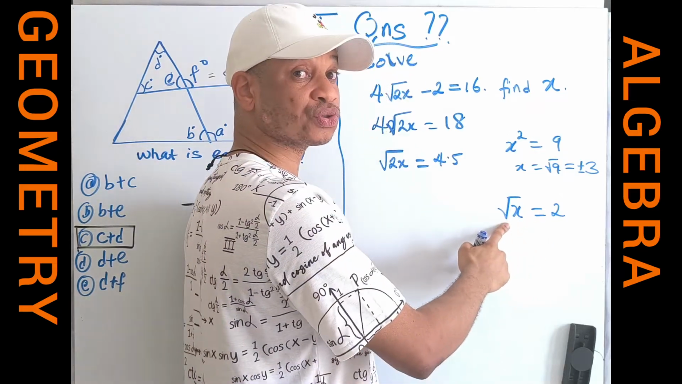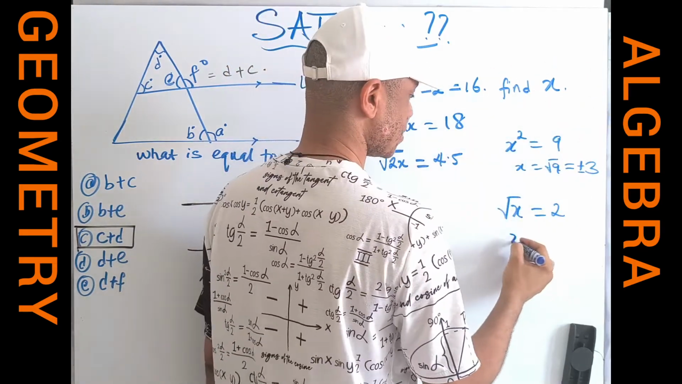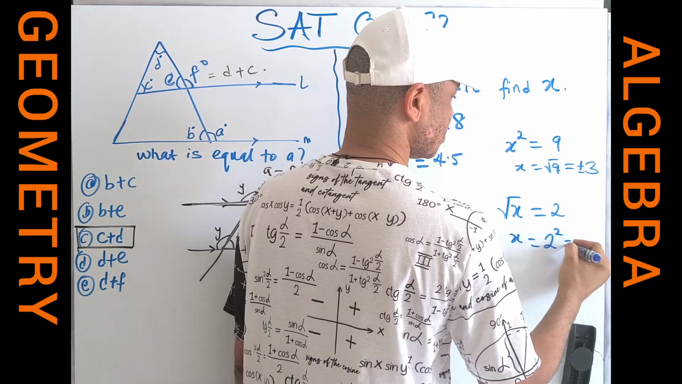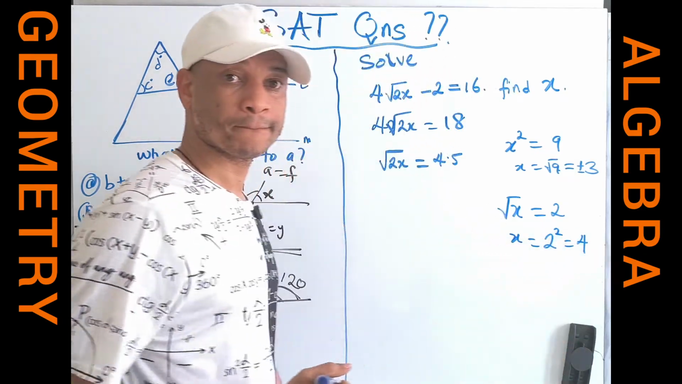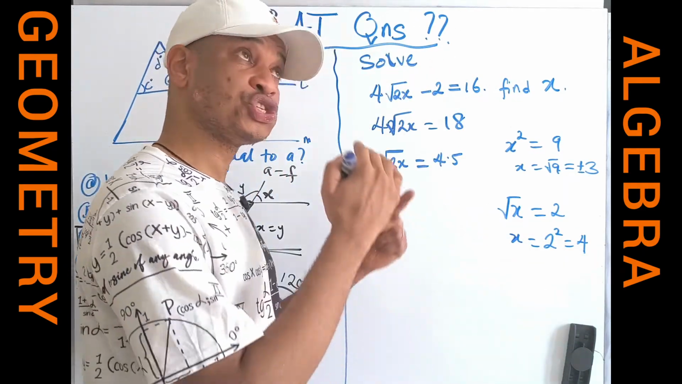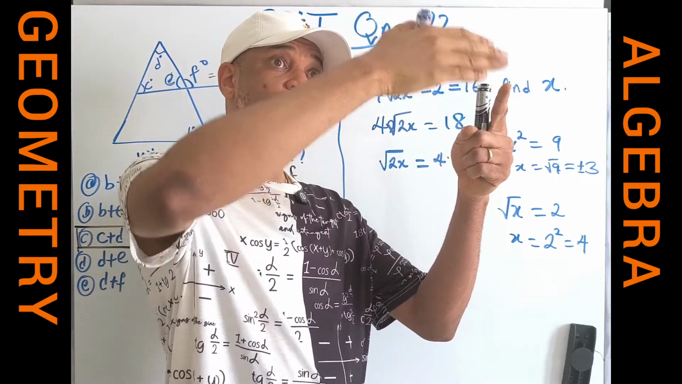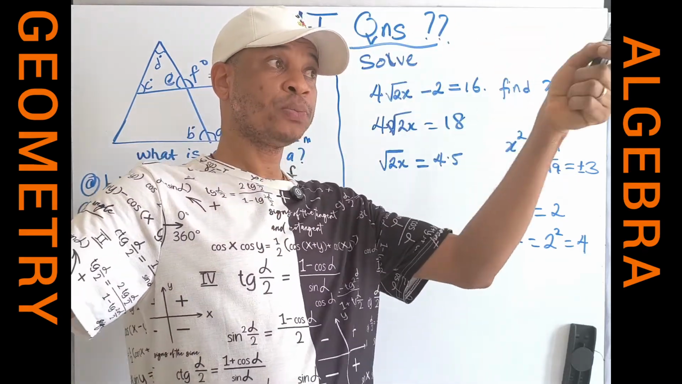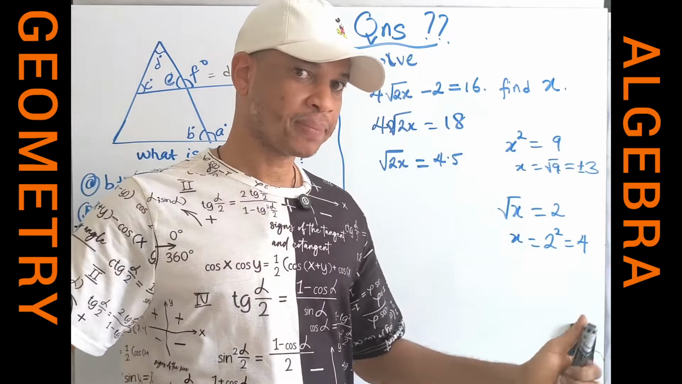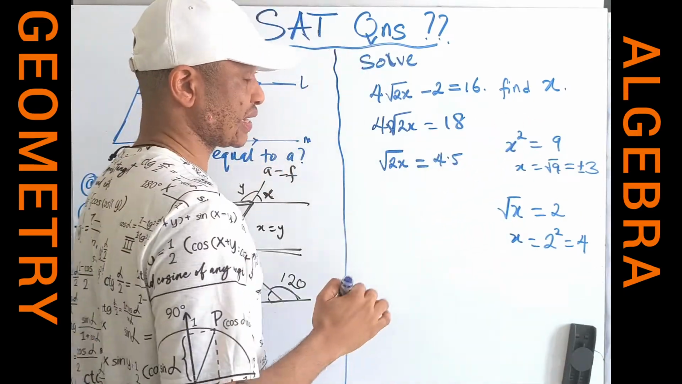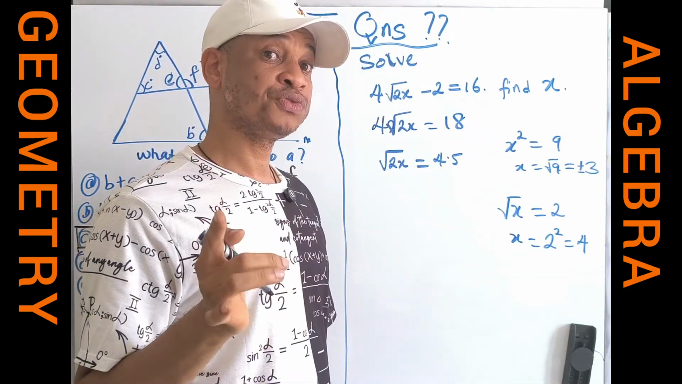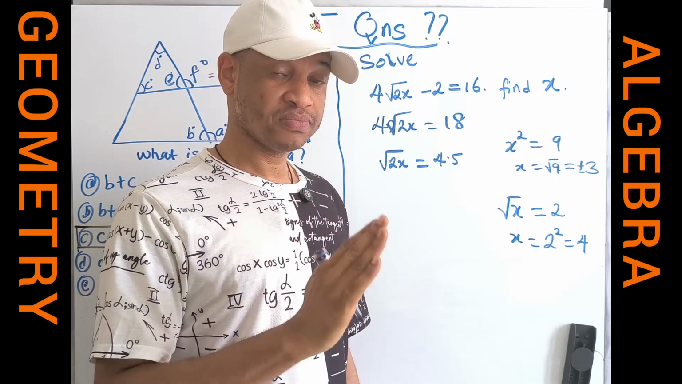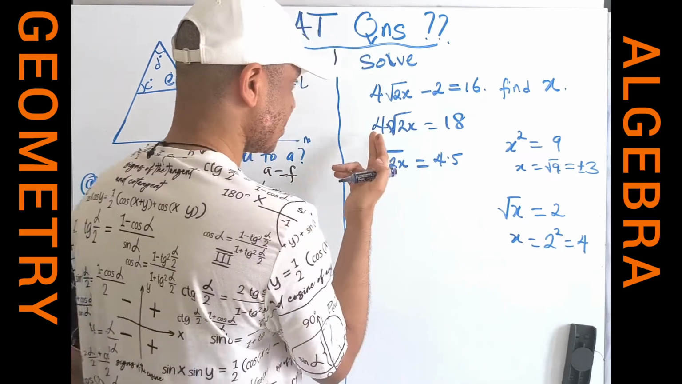Remove the square root, put a square. So x is 2 squared, which is 4. So don't forget that. So if it is cube, remove the cube, put a cube root. Remove the cube root, put a cube. It applies for all algebra like that. And make sure before you remove the cube, nothing must be beside the cube or the squared. So that's what I have done here.